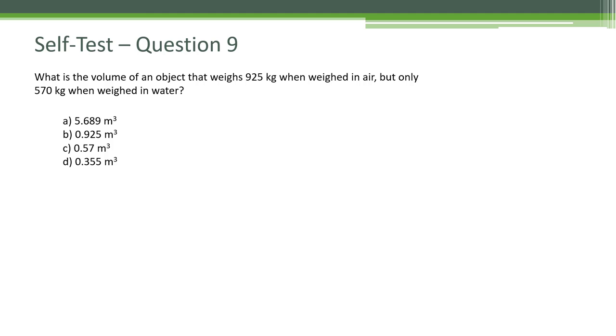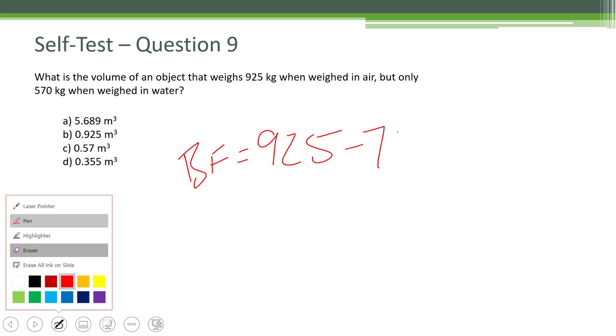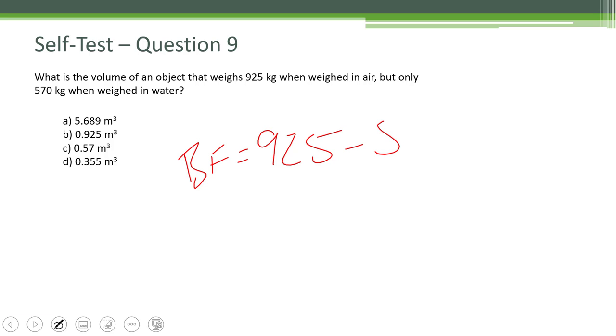Question 9 is asking what the volume of an object is if it weighs 925 kg in the air, but only 570 kg when weighed in water. If it weighed 925 kg in air, but only 570 in water, what happened to the rest of the weight? The difference is the buoyant force. The water's picking up the difference. So the buoyant force is equal to 925 minus 570, or 355 kg.